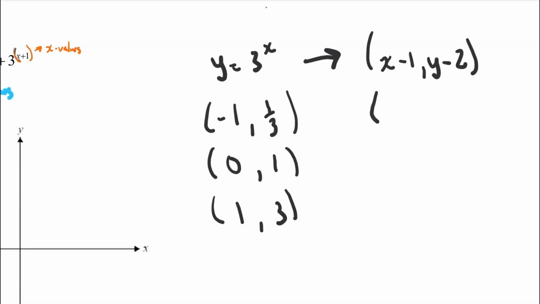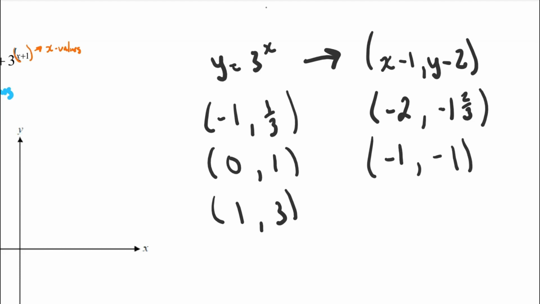So instead of it being at -1, it's now at -2. And we're going to subtract 2 more from our y values. So it's going to be -1 and 2/3, if you want to do a mixed fraction. For the next one, our x value is going to be -1, and our y value will also be -1. And finally, we'll have 0.